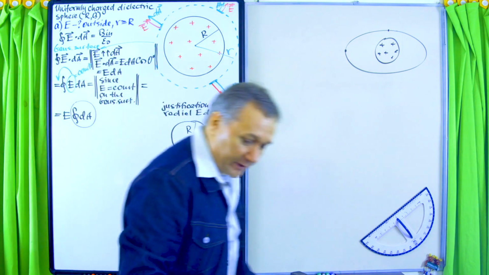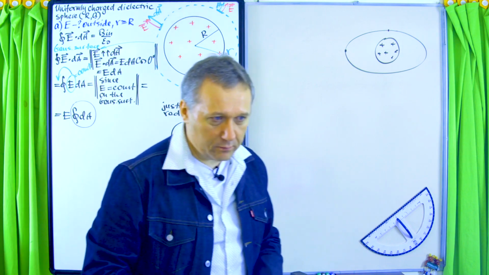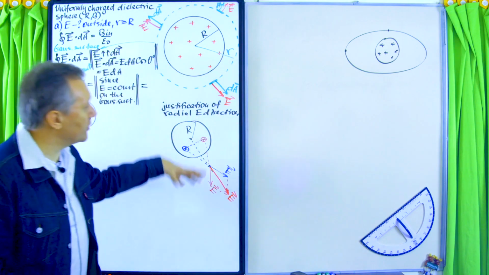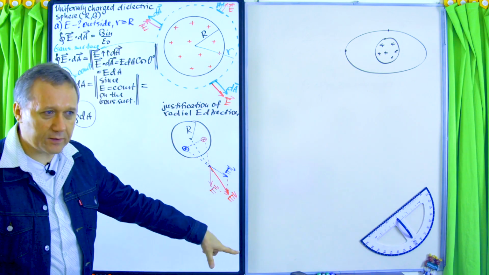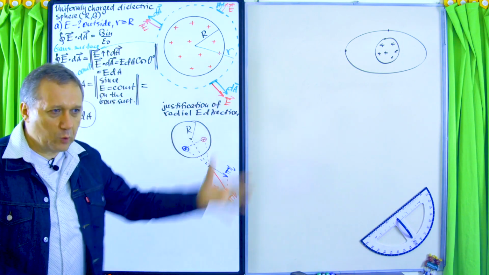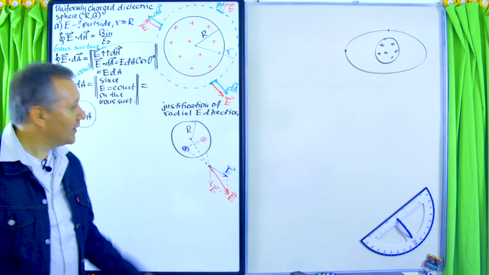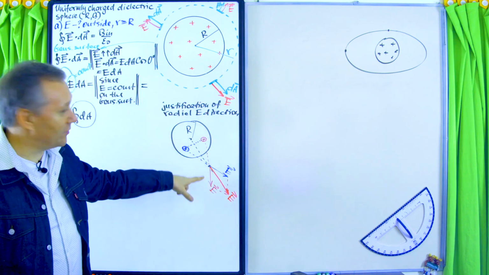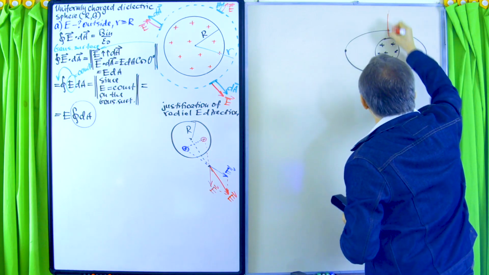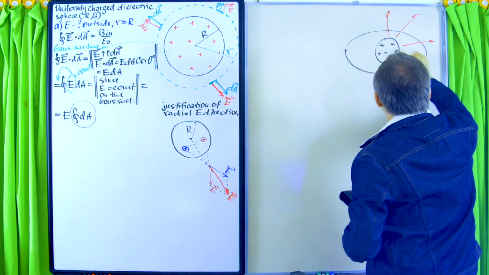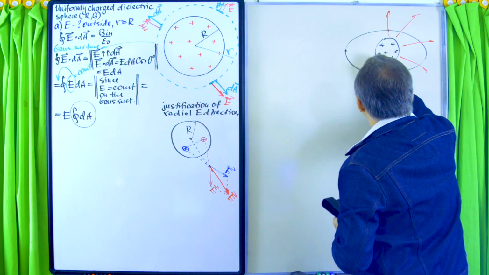Because the electric field will still be radial, right? We cannot change the direction of the electric field with our imaginary Gaussian surface. It's wishful thinking if with our imagination we could change the direction. No, the electric field will still be radial, right? So the electric field will still be like that.